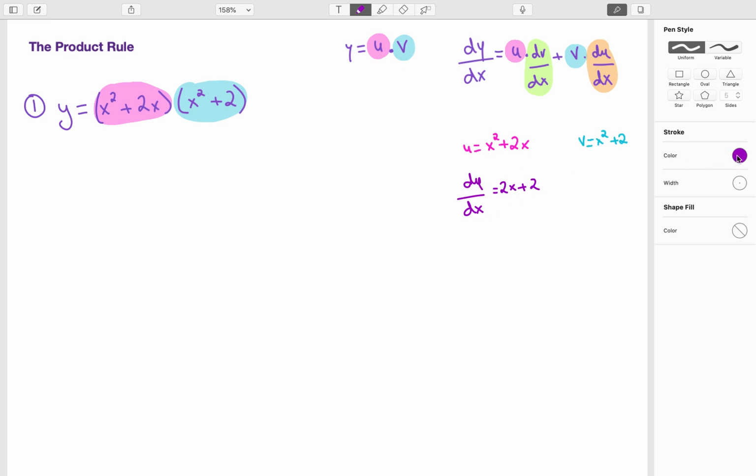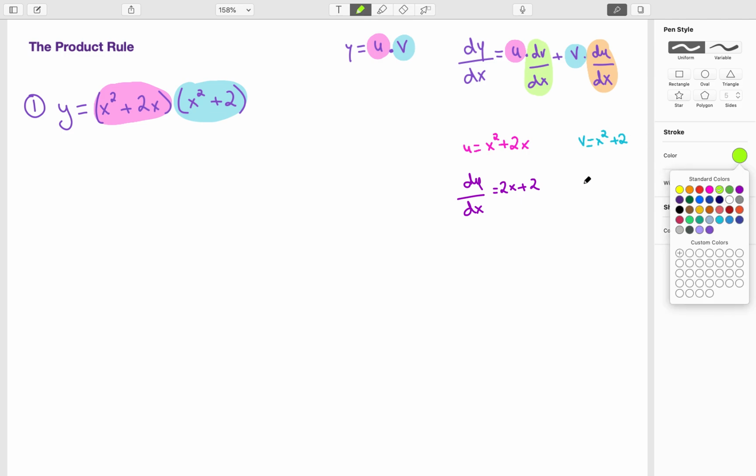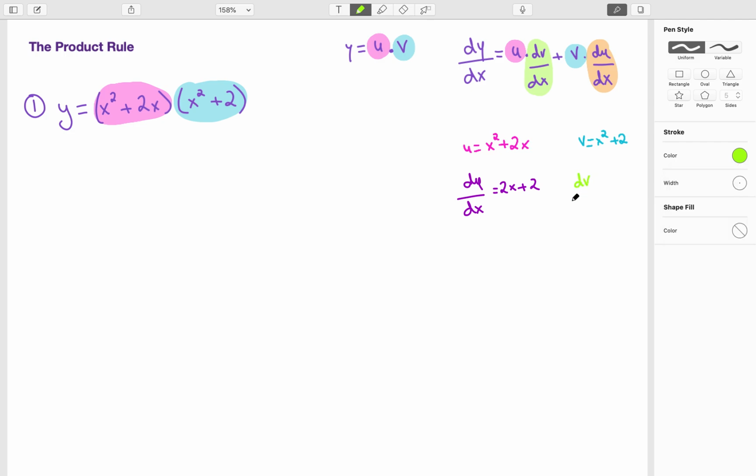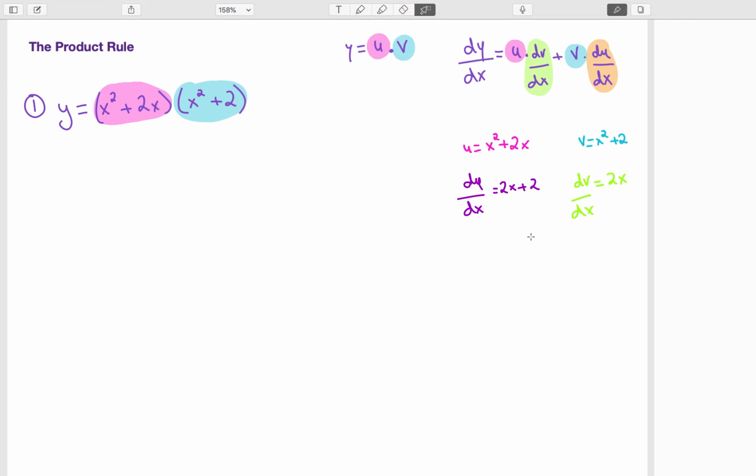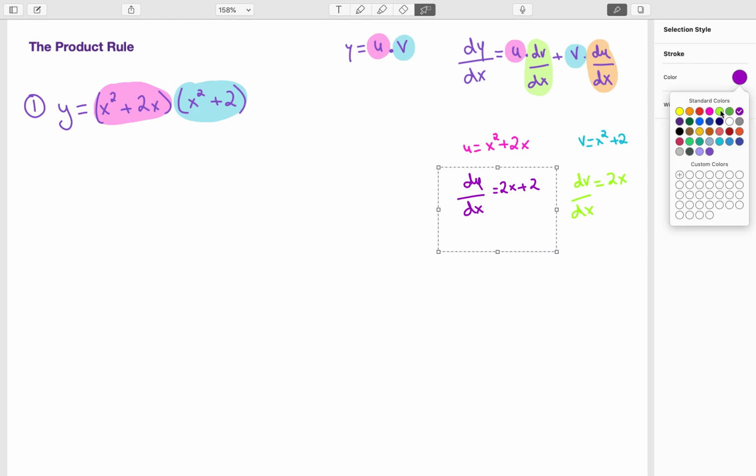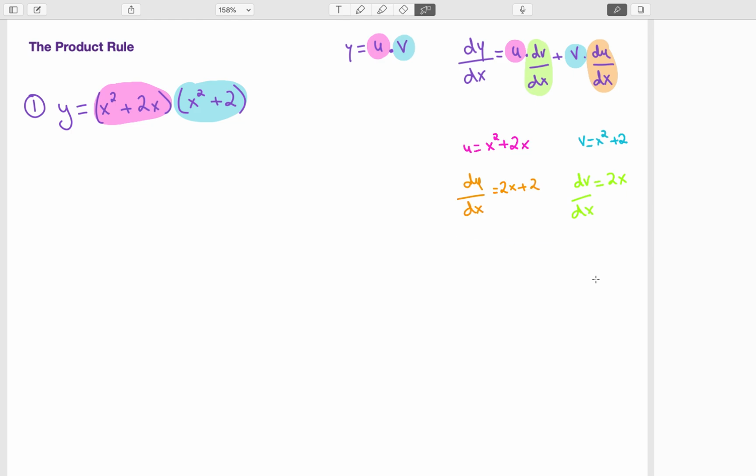In the other one, we're going to get dv dx, which works out to be 2x. To keep it easy to keep track of things, I'm going to keep them color coordinated, so I'm going to change the color of this to an orangey color so we can follow that.